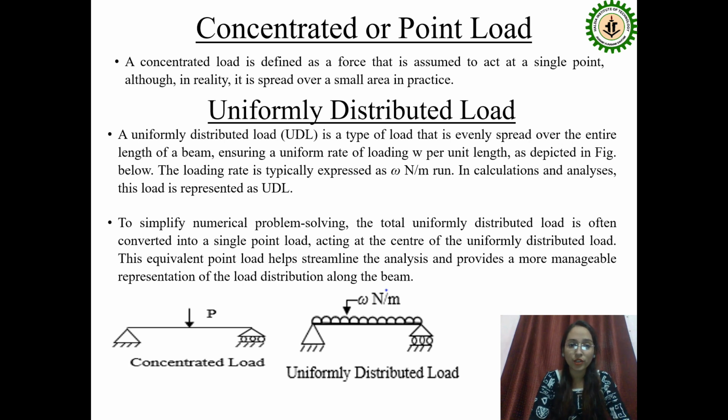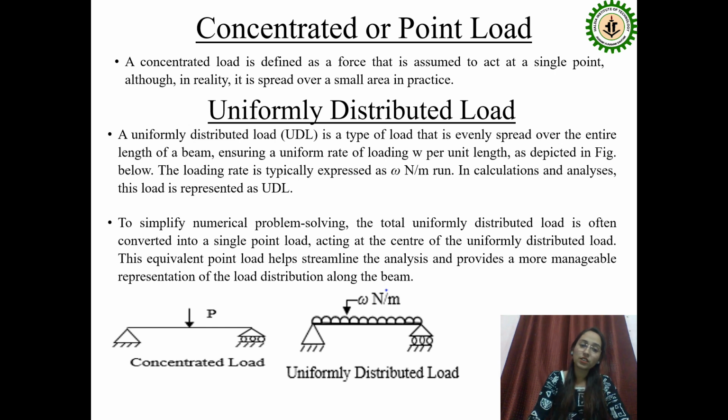Now uniformly distributed load. A uniformly distributed load, generally known as UDL, is a type of load that is evenly spread over the entire length of beam, ensuring a uniform rate of loading, that is as W per unit length, as depicted in the figure below. This right side figure is a simply supported beam where there is a uniformly distributed load with the intensity omega Newton per meter. The loading rate is typically expressed as omega Newton per meter run. In calculation analysis, this load is represented as UDL.